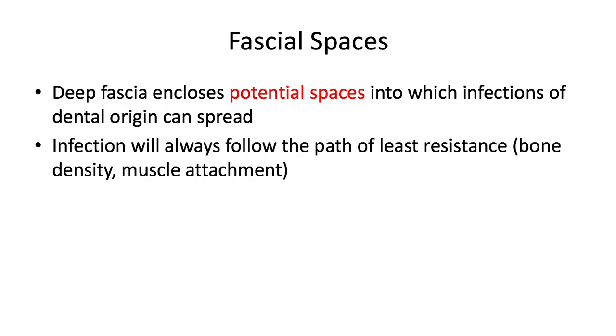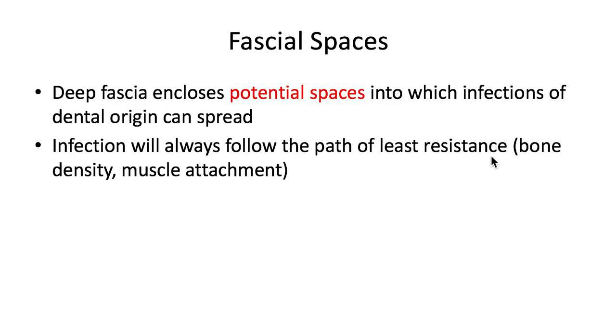Okay, so now we can talk about fascial spaces. So that deep fascia within the neck as well as the head encloses potential spaces into which infections of dental origin can spread. Now, as a general rule of thumb, infection will always follow the path of least resistance. So the easiest path for bacteria and their byproducts to travel, by and large, they will do that.